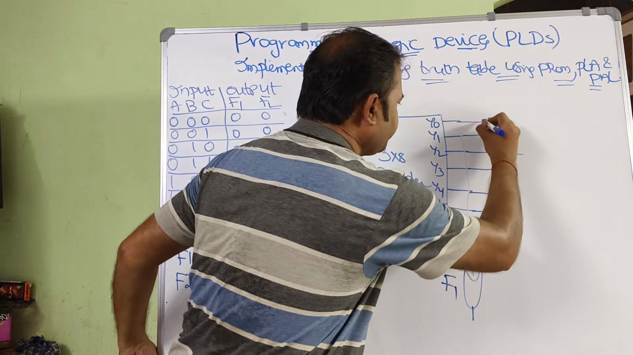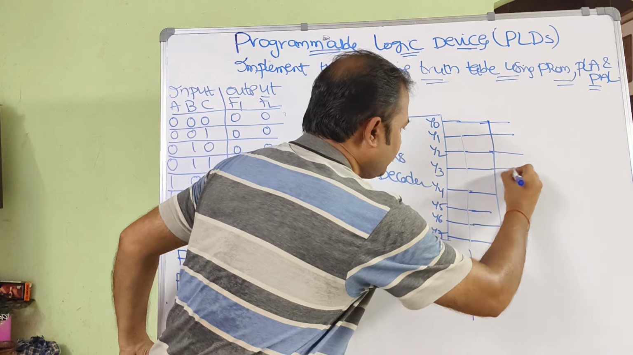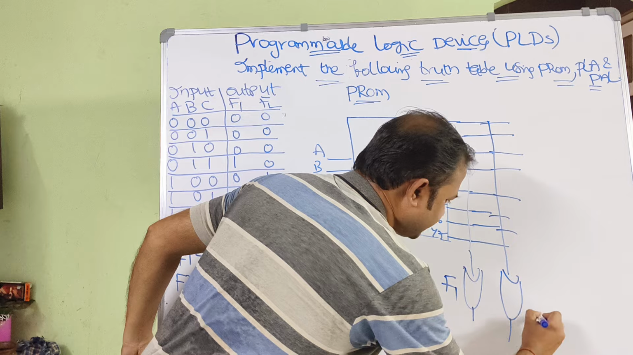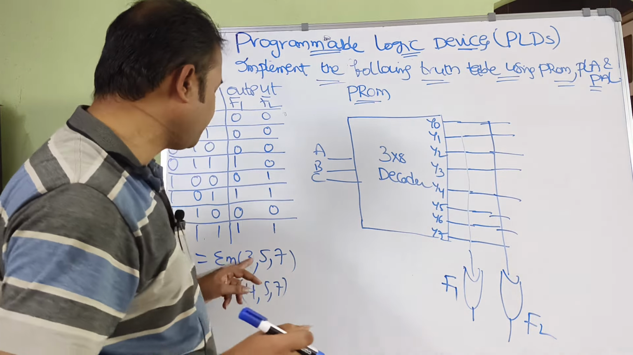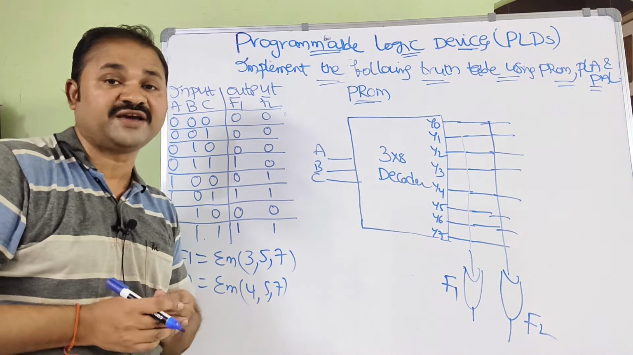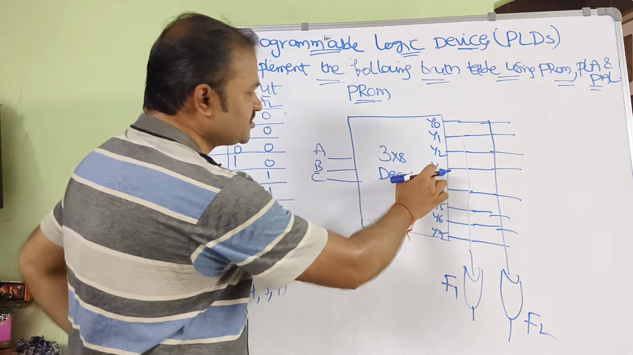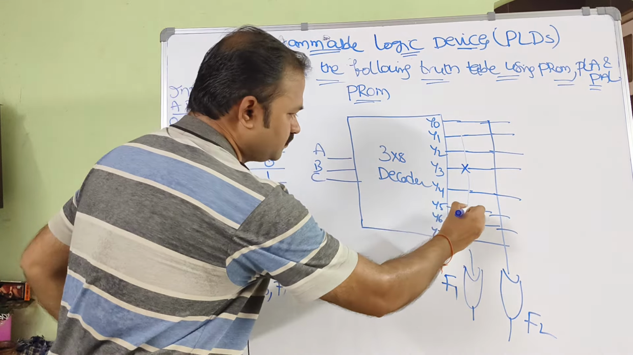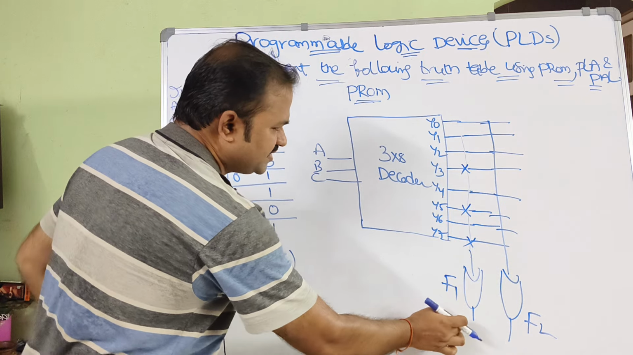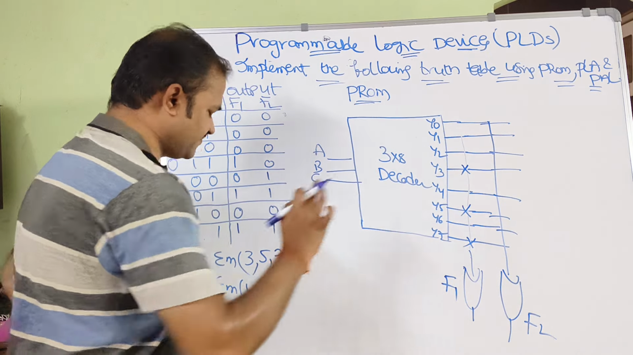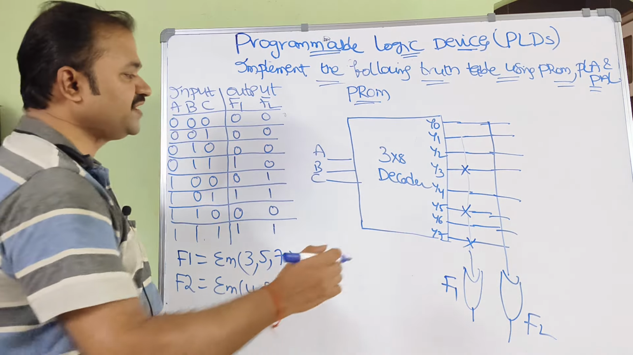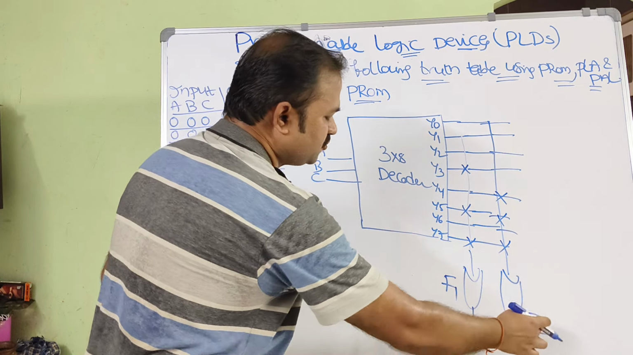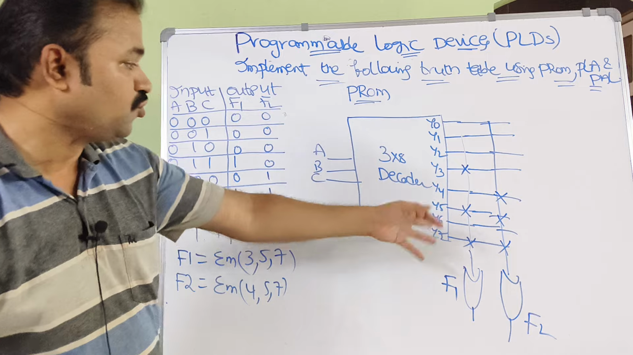Next, the second one. For F2 we are using this OR gate. So this is F2. What is the expression for F1? Sigma M of 3, 5, 7. So 3 means this one, so we have to put a cross mark here. Next to 5, next to 7. So now F1 contains sigma M of 3, 5, 7. Next F2 equals 4, 5, 7. So we have to put a cross mark at 4, 5, 7. So now F2 equals sigma M of 4, 5, 7.